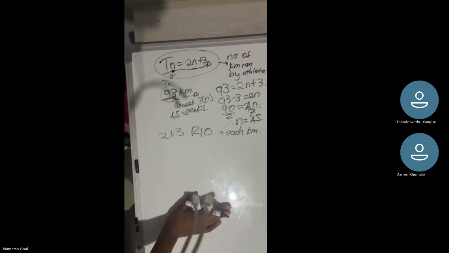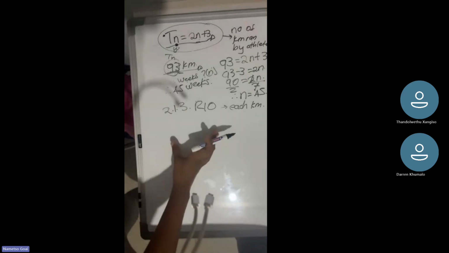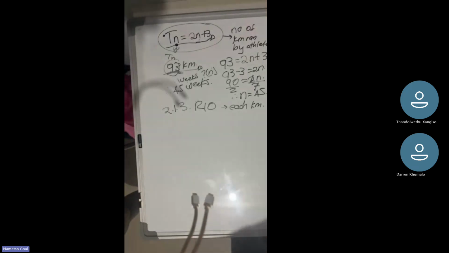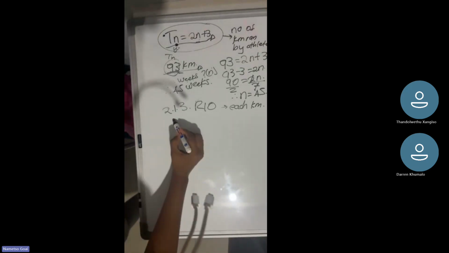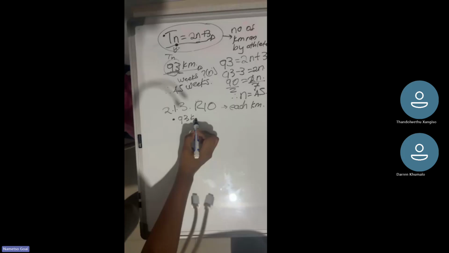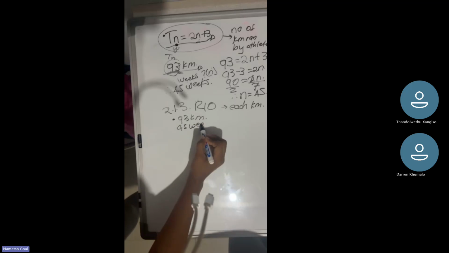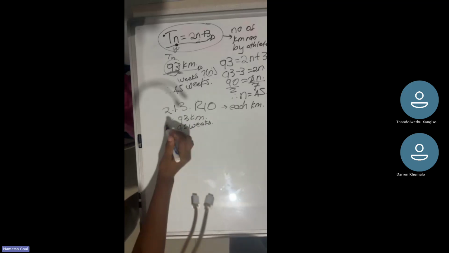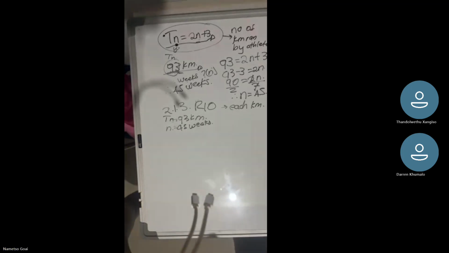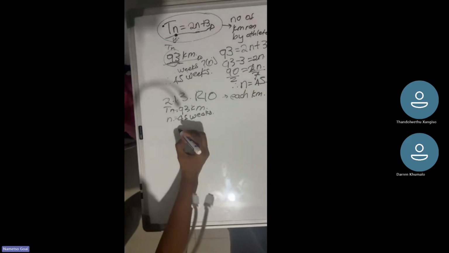So, okay, this is an arithmetic sequence. If you have an arithmetic sequence and you want to know the sum of the sequence, there's a formula you can use to get the sum. They're telling us that this athlete trained for 93 kilometers, which was 45 weeks. So from the previous question, we noted that this 93 is going to be our Tn, and this 45 is going to be our n.